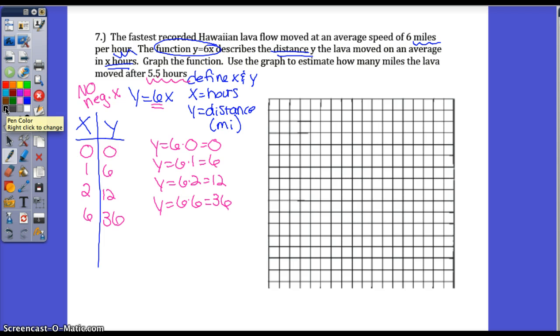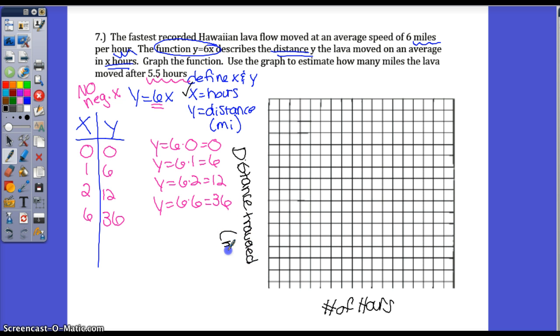Make sure you label your x and y axis. X-axis is your x. So it's the number of hours. And your y is the distance traveled in miles. Make sure you put that on there. A good title might be Hawaiian lava flow.